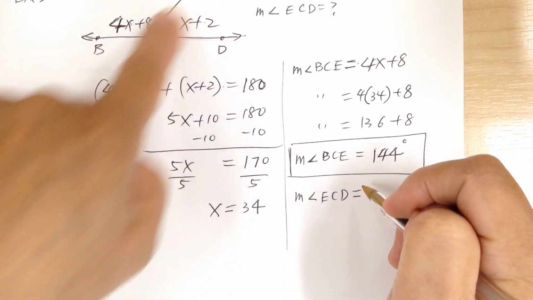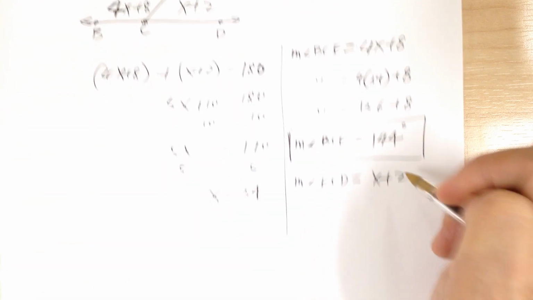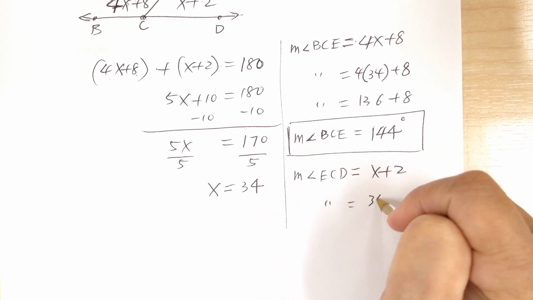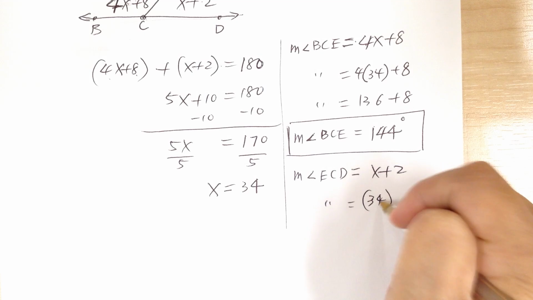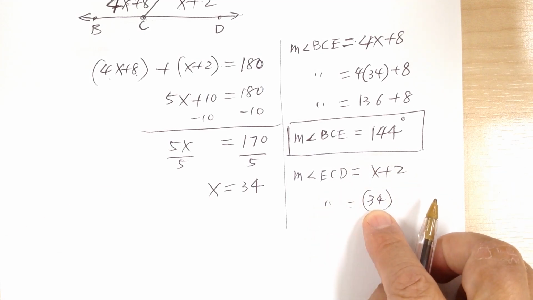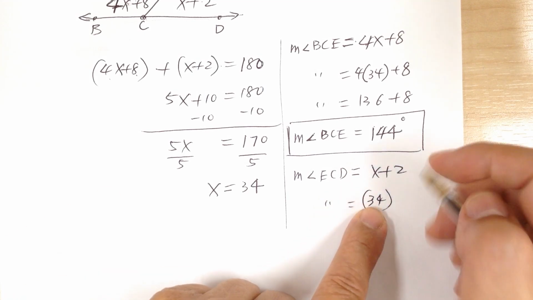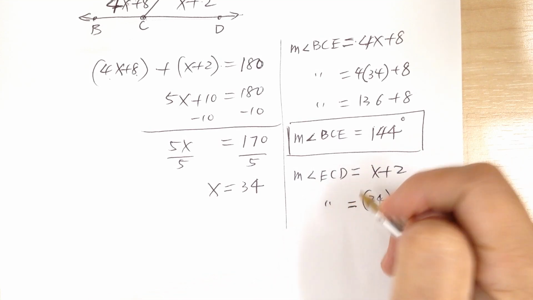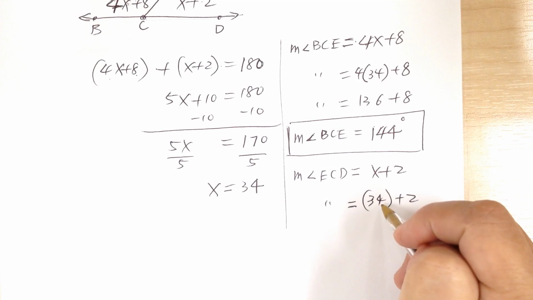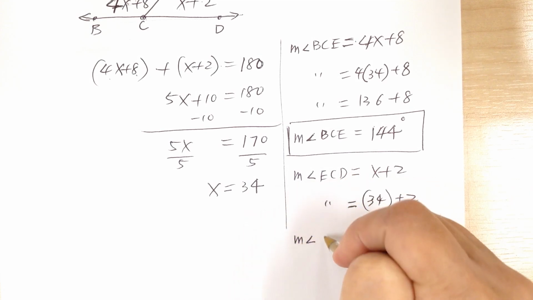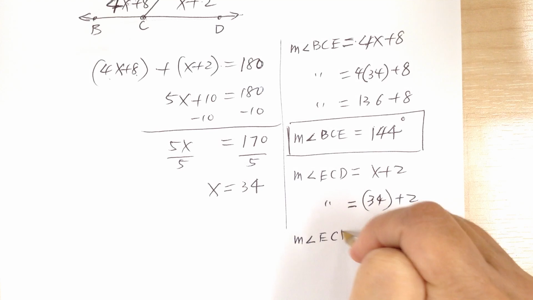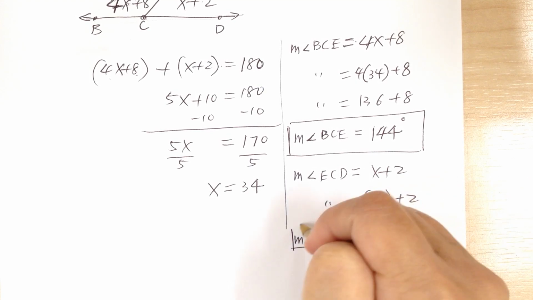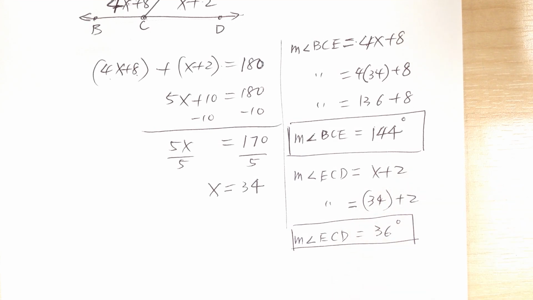Now you do the same thing for the measure of angle ECD. ECD is equal to x plus 2, so this will equal 34 plus 2. Whenever you substitute, you put it in parentheses. That tells the reader that this number came from substitution. So again, it's very important to learn how to communicate clearly. And this will equal 36 degrees. Okay, so this is example 3.